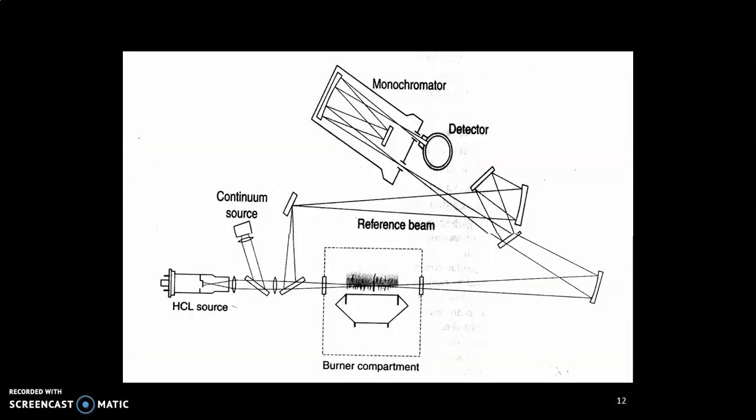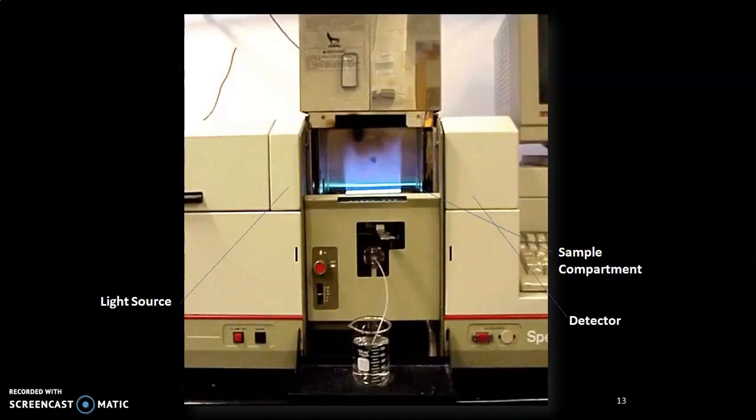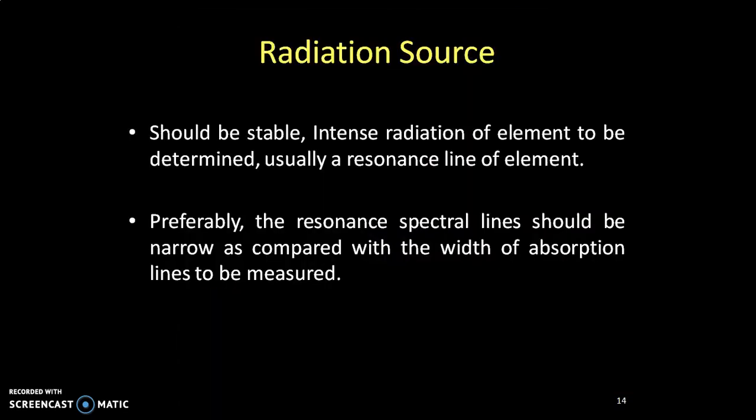To start with the instrumentation part, this is the diagram. Here SCL is written, which is the source of the radiation. This source of radiation passes through the burner or flame, and then it falls on the monochromator, and the concentration of metal is detected by the detector. This is the actual atomic absorption spectrophotometer. This is the diagram of the instrument.